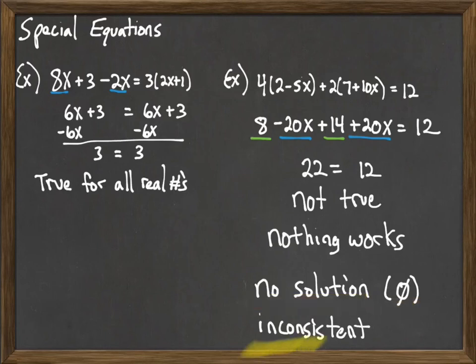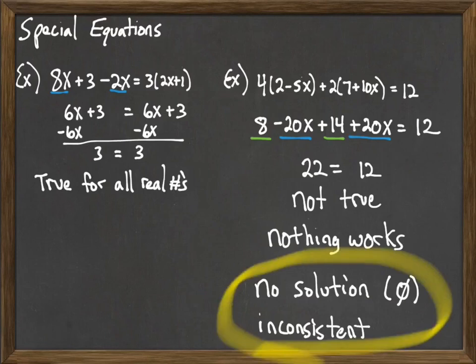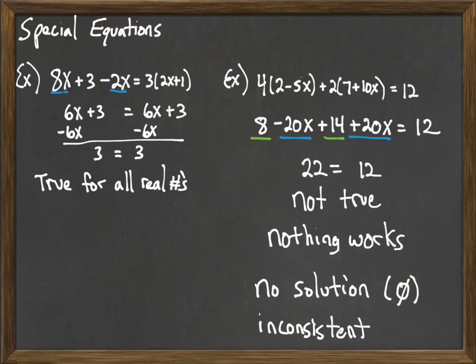Another title we can give to this is inconsistent. Nothing works. Consistent would mean there's some kind of answer. But since there's no answer here, we'd say it's inconsistent. It just depends on the setting, on the homework question, which of these two options you'll usually see, whether it's no solution or inconsistent. In either case, nothing works.